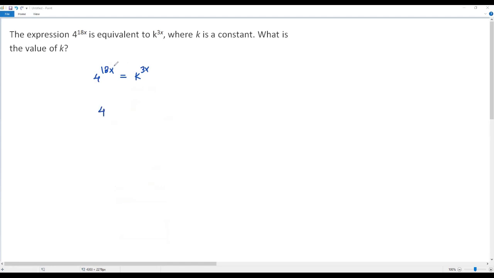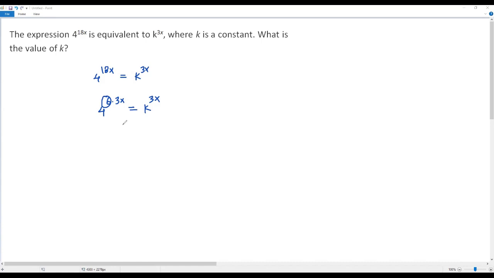Now we can write this 18x as 6 times 3x, so we have 4 to the power of 6 times 3x. On the right side, we can write it as it is, that is k to the power of 3x. Now we can consider 3 times x as a single value. So then we have two values multiplied at the exponent over here.